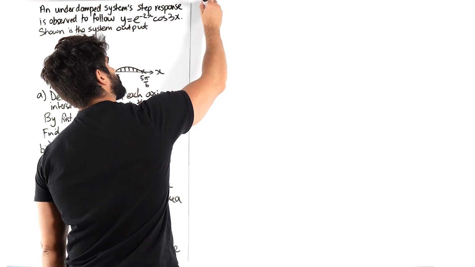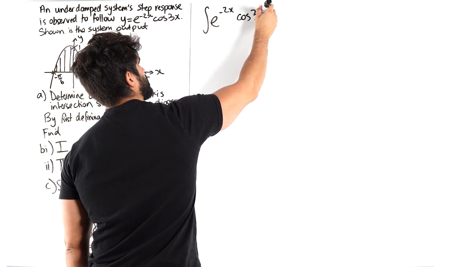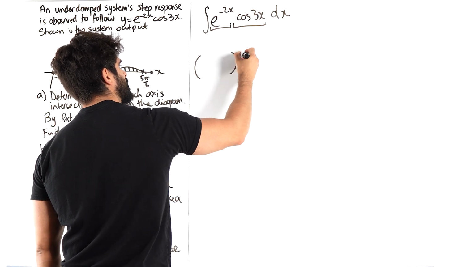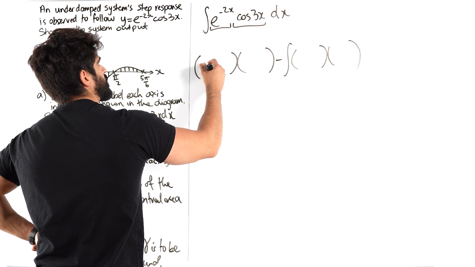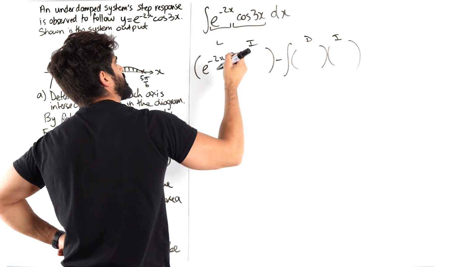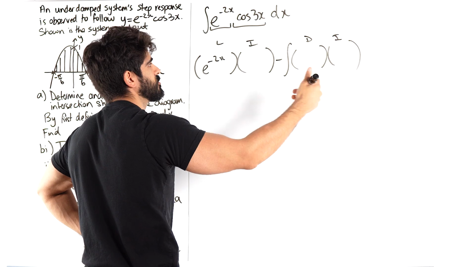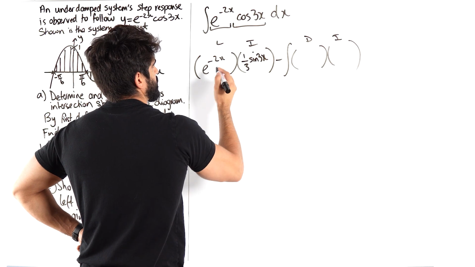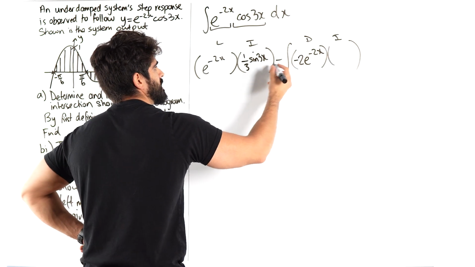We have the integral of e to the minus 2x cos 3x dx. So this is obviously integration by parts. We leave the first term and integrate the second. Now, you would guess sine 3x. Sine 3x goes to 3 cos 3x, so we do a third of both sides. A third sine 3x. Then we differentiate the first term, minus 2e to the minus 2x. And these are always the same.